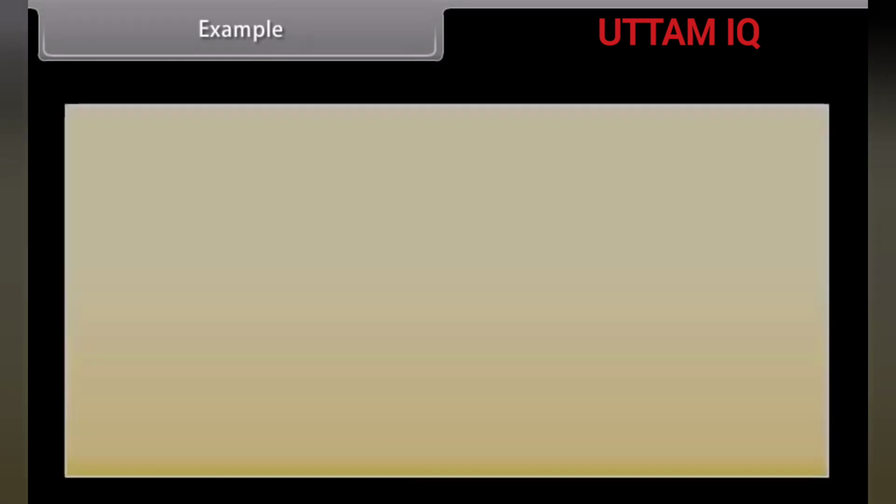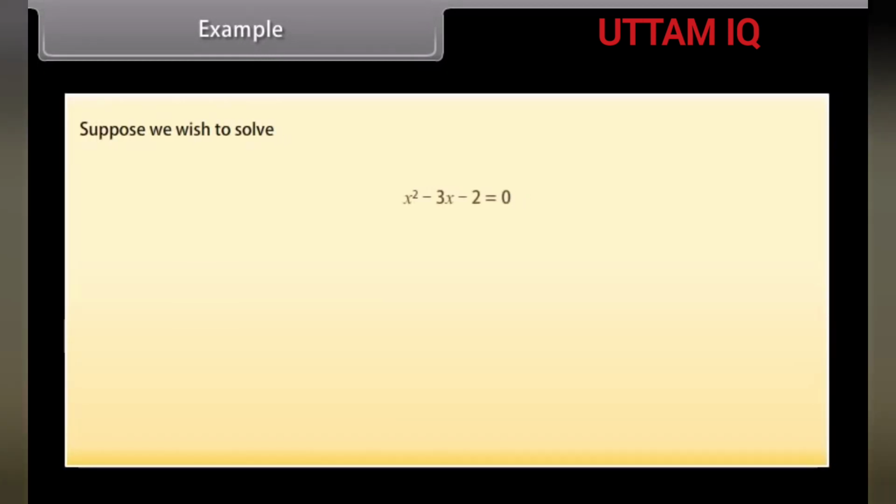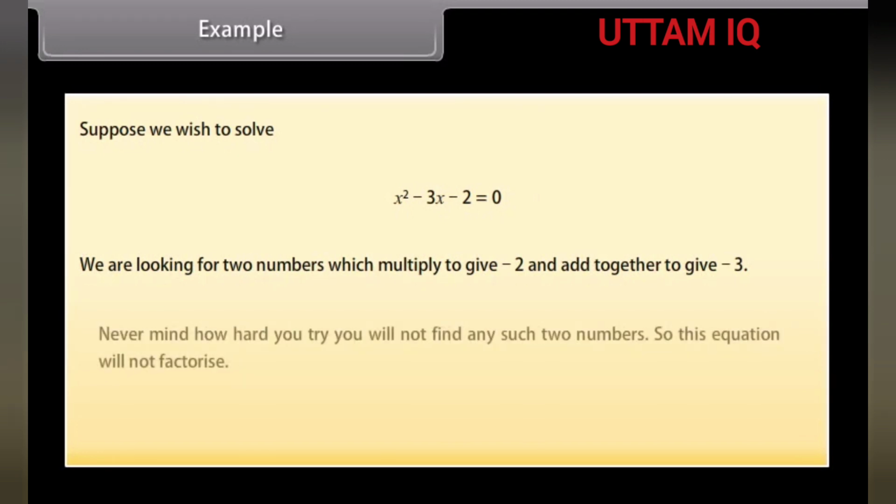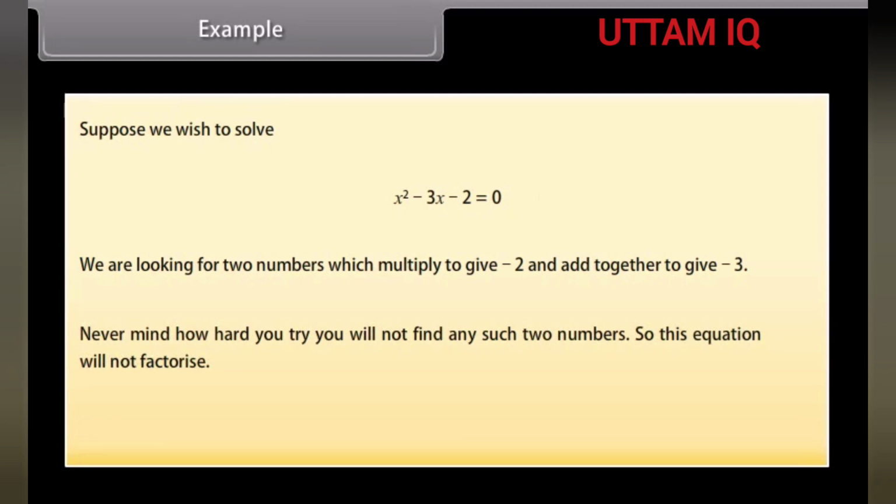Example. Now suppose we wish to solve x square minus 3x minus 2 is equal to 0. We are looking for two numbers which multiply to give minus 2 and add together to give minus 3. Never mind how hard you try, you will not find any such two numbers. So, this equation will not factorize. For this we need another approach. We will learn that in the next screen.